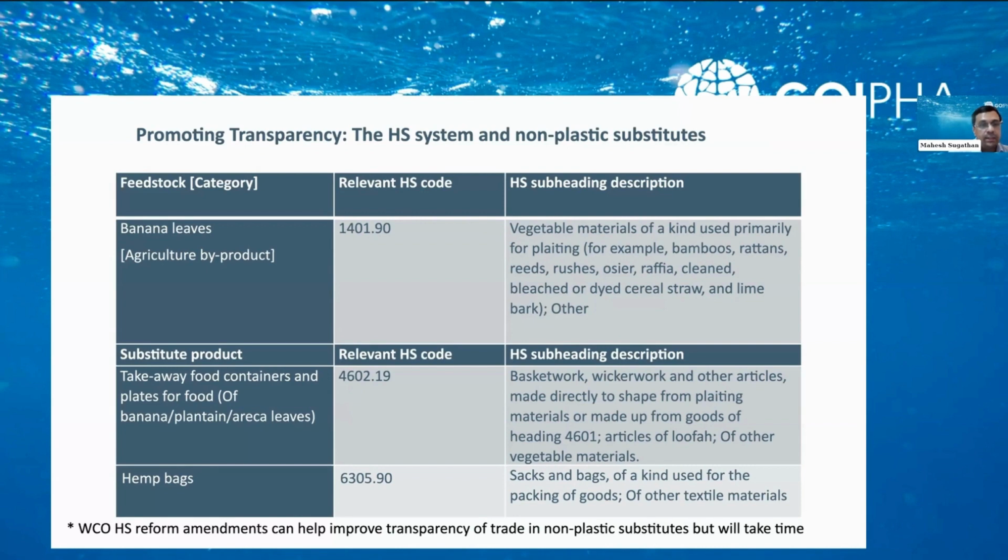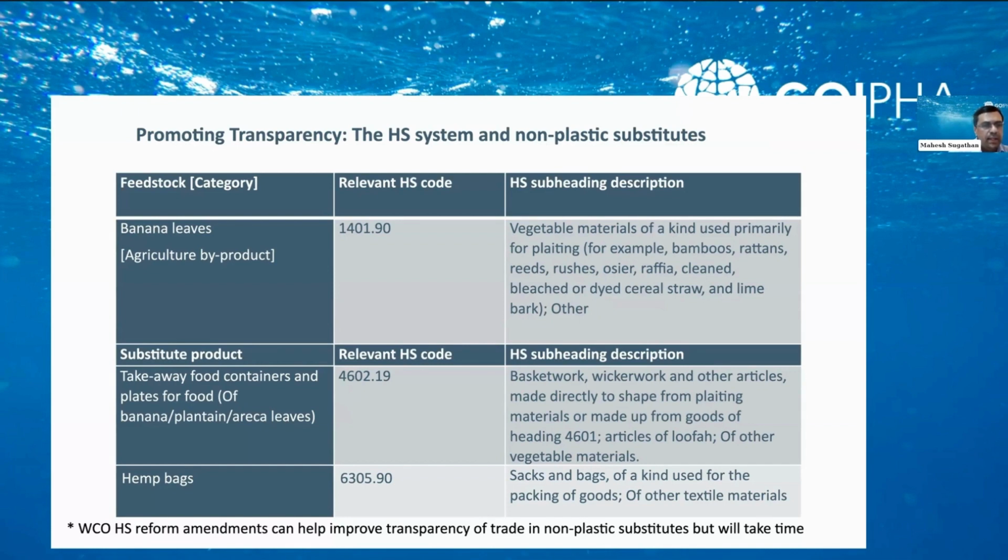Now, while certain alternative plastics, such as that was mentioned by Henrique, such as polylactic acid, have their own HS codes, for many non-plastic substitutes, there is no distinct HS subheading at the 6-digit level. Now, the 6-digit level HS subheading is the globally harmonized common customs code that is used by trade officials worldwide.